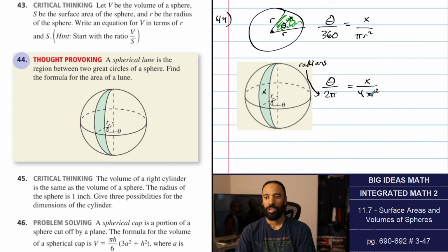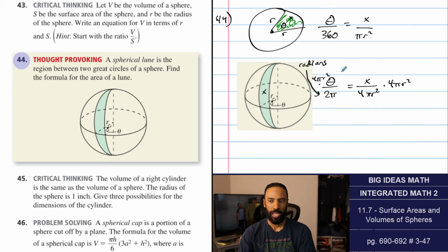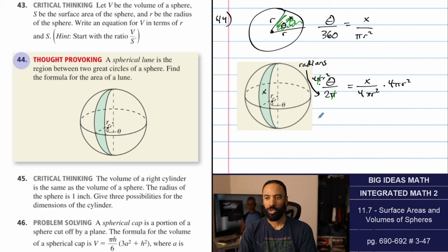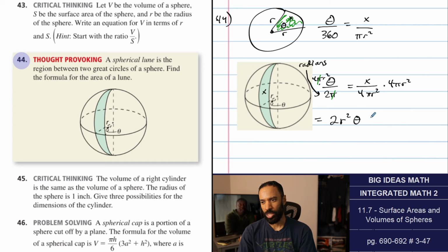So let's multiply both sides by 4 pi r squared and solve for x. You'll notice that the pi's cancel. No, r's cancel there. And 4 divided by 2 is 2. So you're left with 2 r squared times theta?